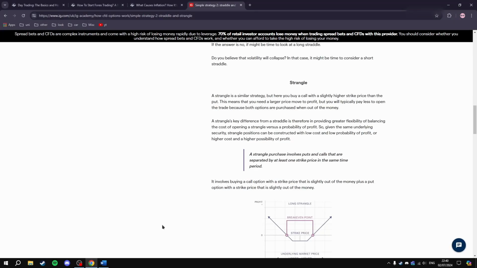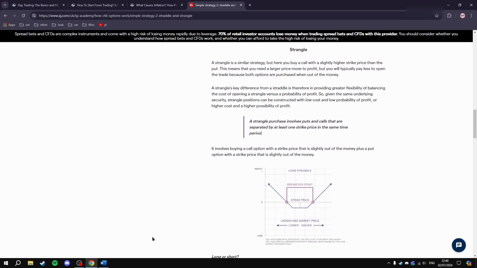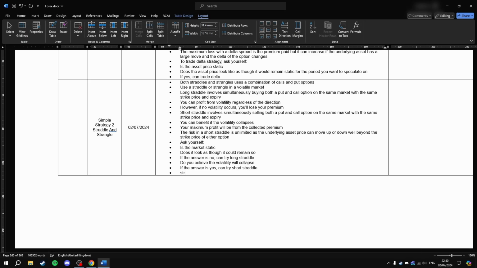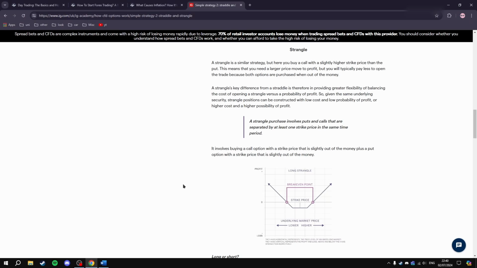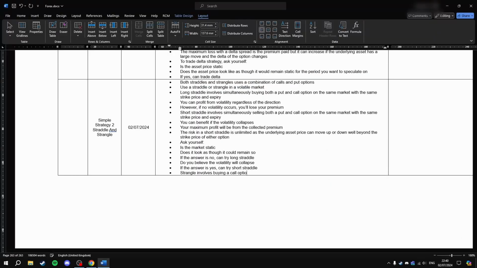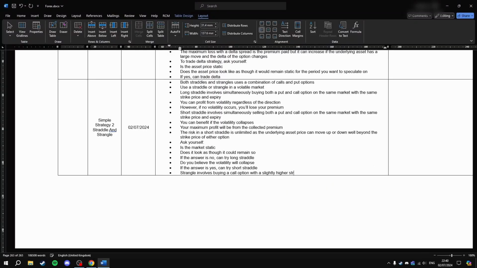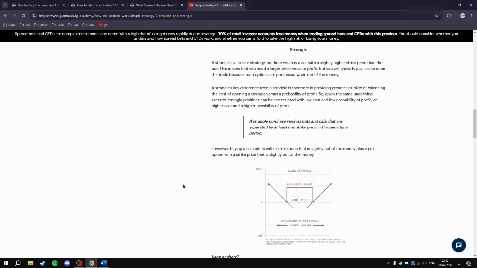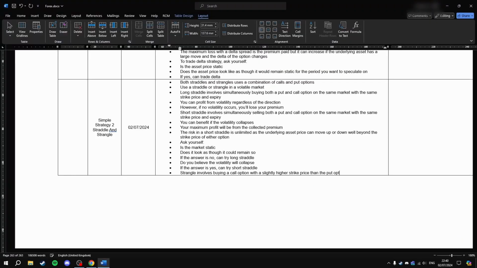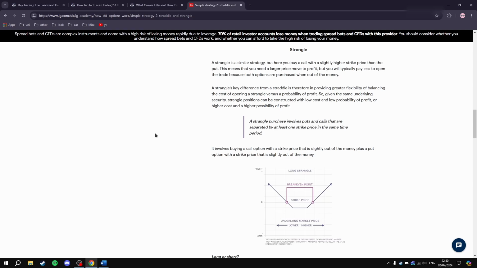Strangle. A strangle is a similar strategy, but here you buy a call with a slightly higher strike price than the puts. So a strangle involves buying a call option with a slightly higher strike price than the put option. This means that you need a larger price move to profit, but you will typically pay less to open the trade because both options are purchased when out of the money.